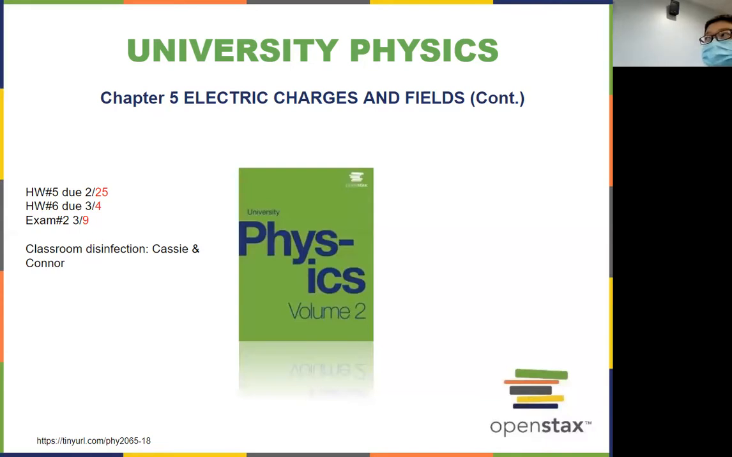So just keep in mind that these dates might be changing depending on the progress we have in lecture. If we are behind, then we might change those days as we get close to the due days. But I'll keep you guys posted on that if there's any change.